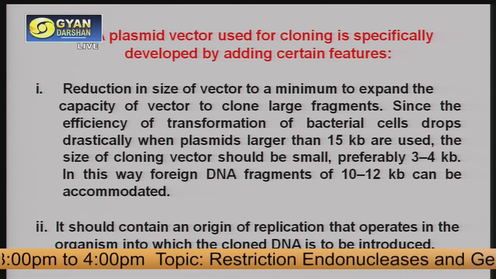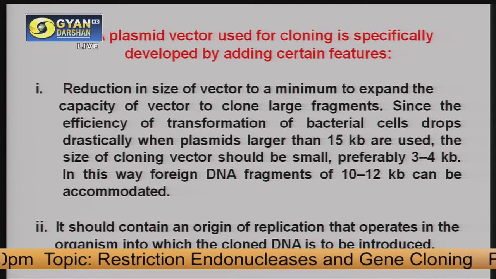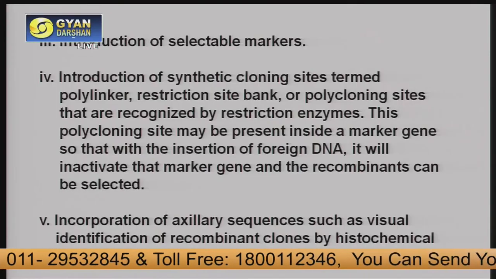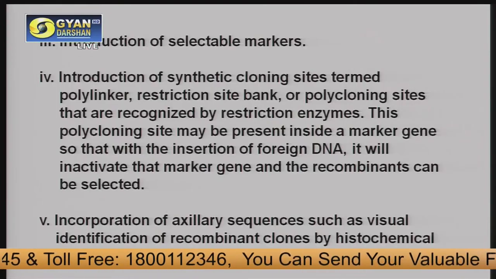It should contain an origin of replication. Again, I said the origin of replication should be strong enough so that the plasmid can replicate better. And therefore, you need to choose mostly the multi-copy plasmid or high copy plasmid. Third, introduction of selectable markers. It should have some marker gene, mostly the antibiotic resistance marker gene.